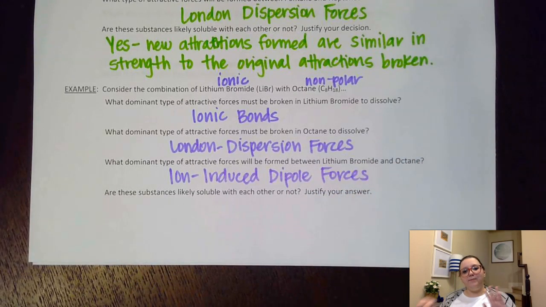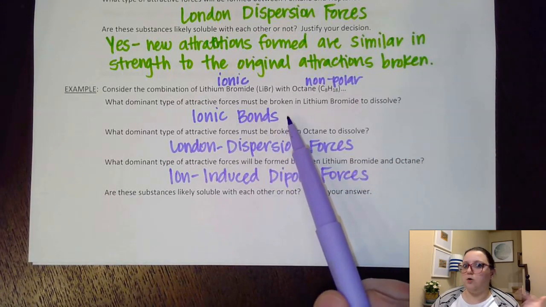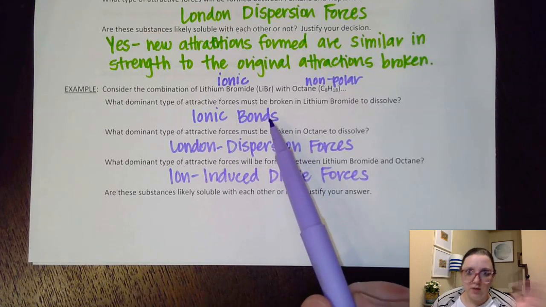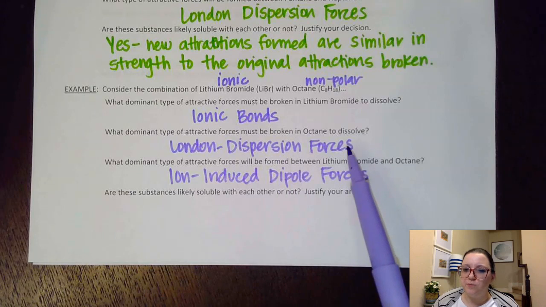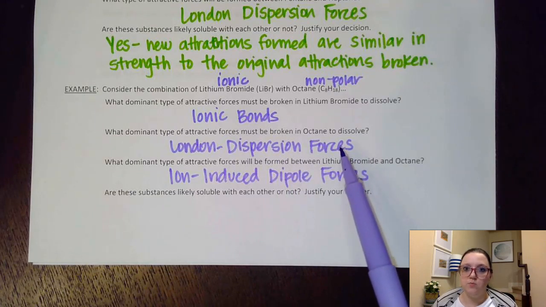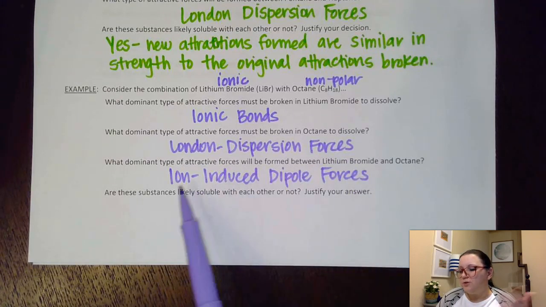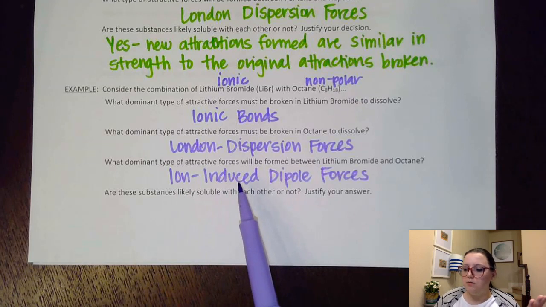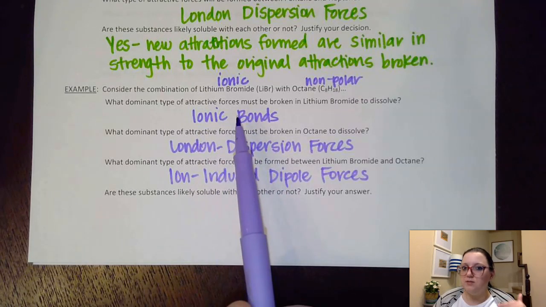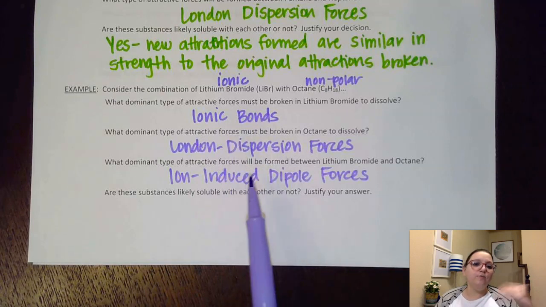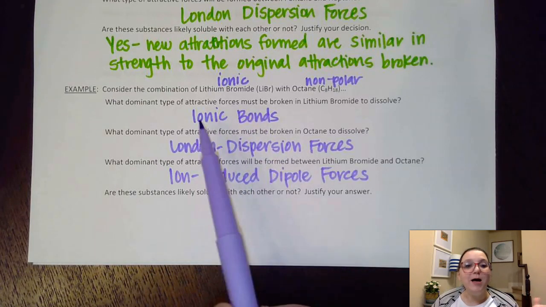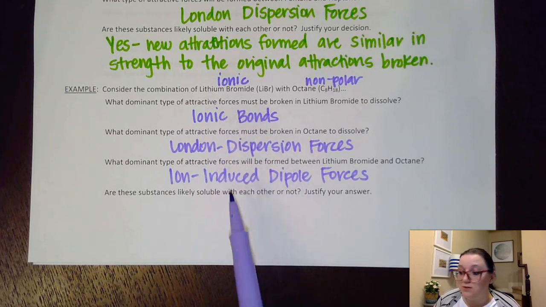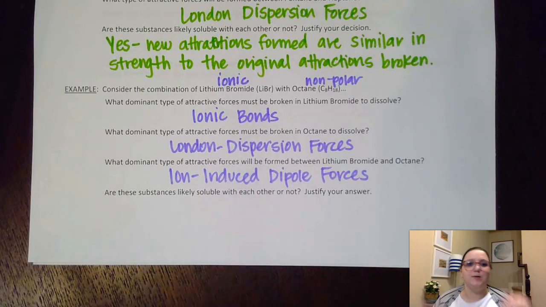Now, let's think about what's happening here for a minute. We know ionic bonds are really, really strong, right? We're breaking bonds, not just forces there. London dispersion forces, well, those are really insanely weak. Those don't even have temporary polar moments to them. So this new attraction that I'm forming is not all that strong. I'm not going to break apart this really strong thing to go form something that's weaker. I'm not going to break my attraction to Chris Evans to go form weaker attractions with someone else. Not going to happen. So with that said, it says, are these substances likely soluble with each other or not?